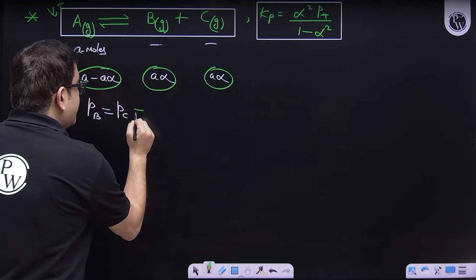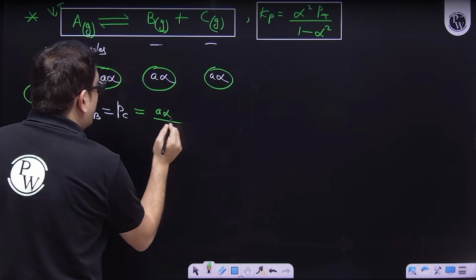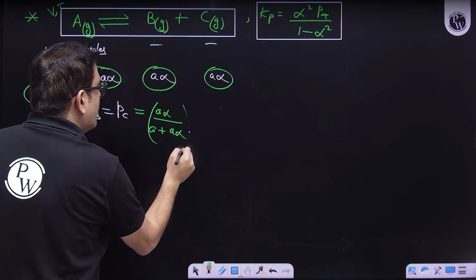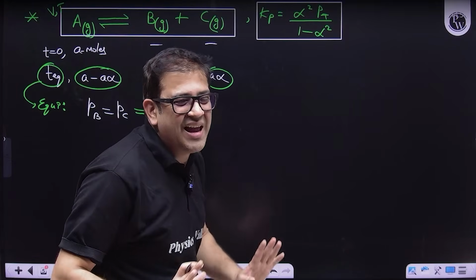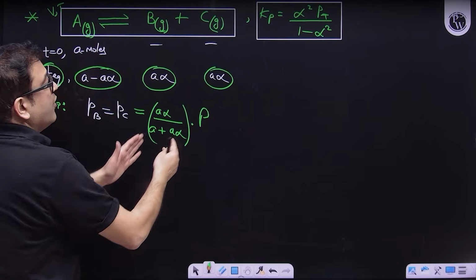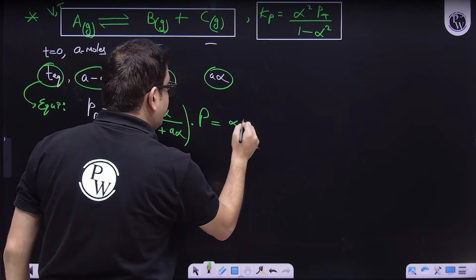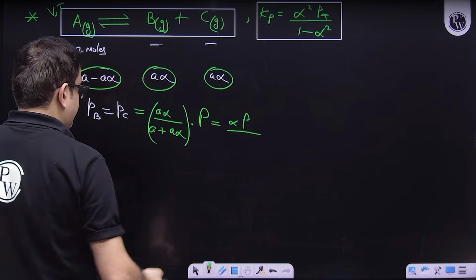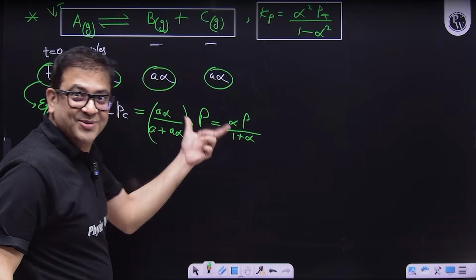So the total pressure you take as P total. What will be these partial pressures? Number of moles of B, which is A alpha, upon total moles, which is A plus A alpha, into total pressure P. Instead of P total, I'm writing P; later on, I'll write P total. So it is clearly visible. A gets cancelled, and obviously PC will be this only. So what will be this value? A gets cancelled. Alpha P upon 1 plus alpha. These are the partial pressures of B and C.